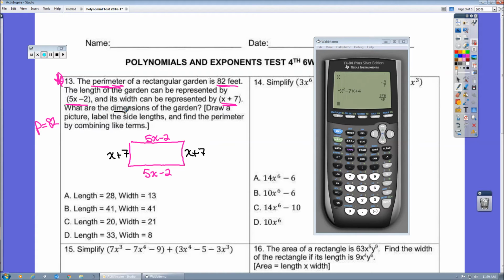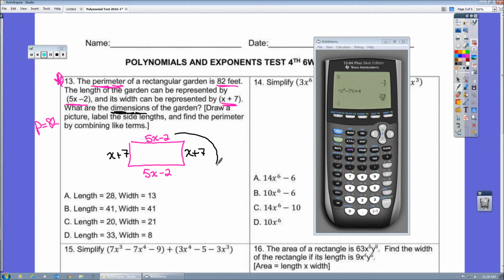The question is asking, what are the dimensions? Now, what some kids do, they come down here, A, B, C, and D, and they just go, well, I'm just going to add these two numbers up, and I'm going to pick the one that equals 82, like letter B, 41 plus 41, that's 82. That's not how you do that.